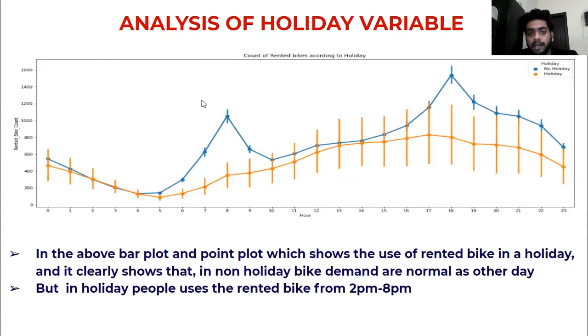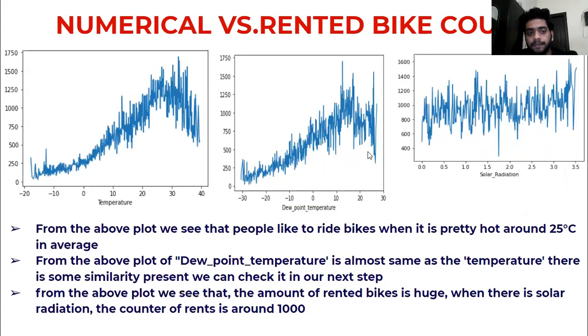And next is the analysis of the holiday variable. The above bar plot and point plot show the use of rented bikes on holidays, and it clearly shows that on non-holidays bike demand is normal as on other days, but on holidays people use rented bikes from 2 p.m. to 8 p.m. because they want to roam around the city.